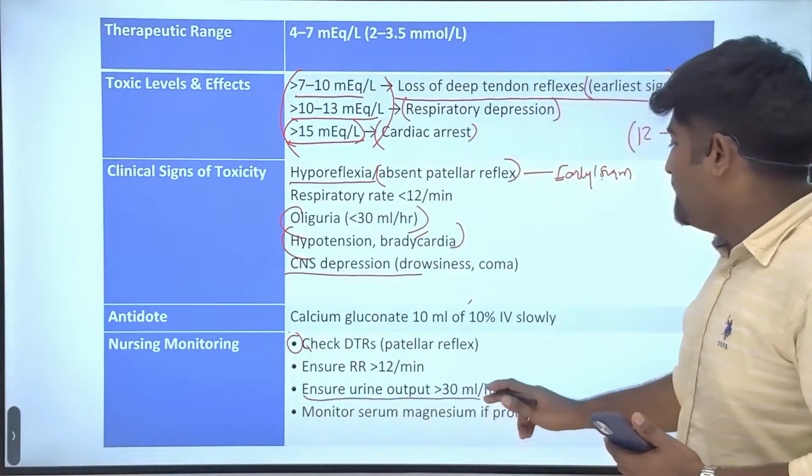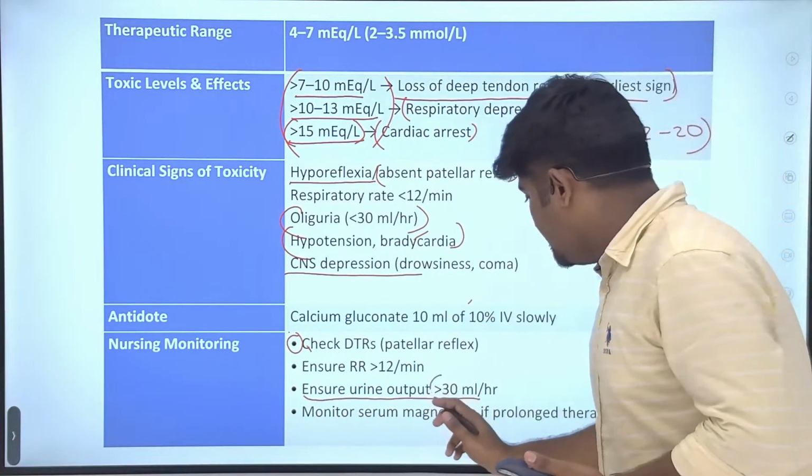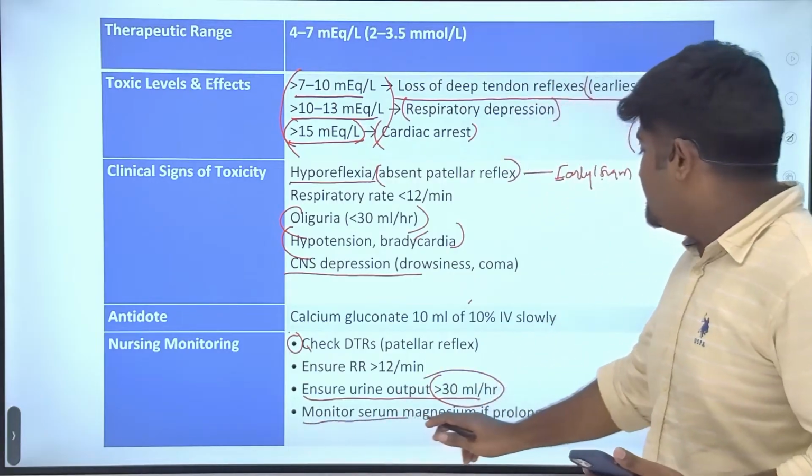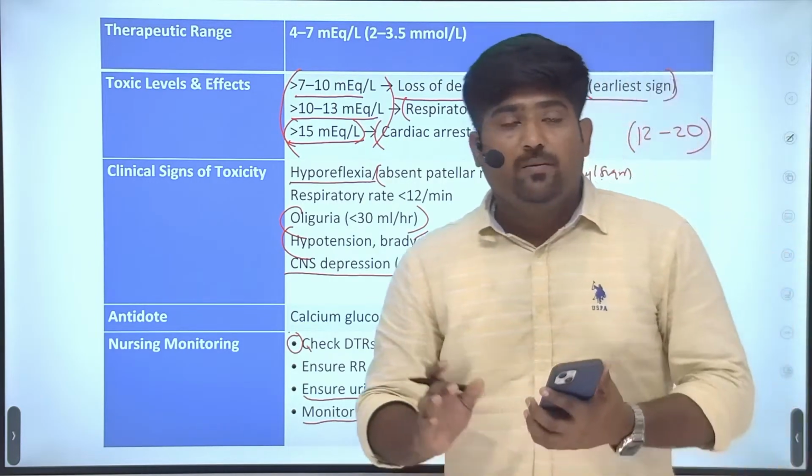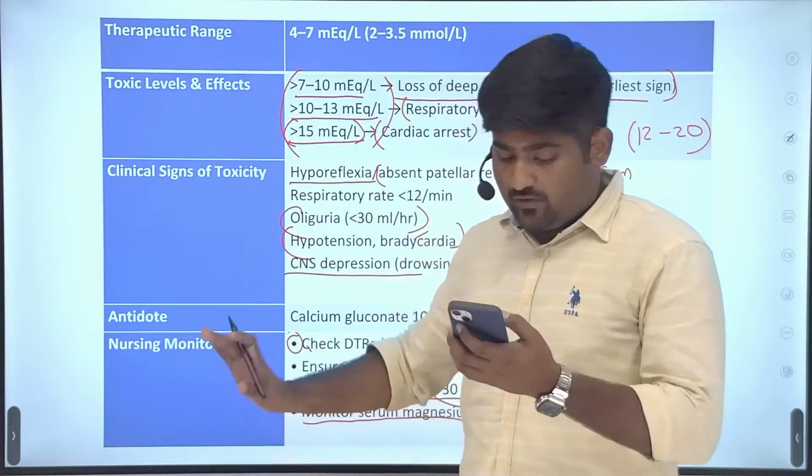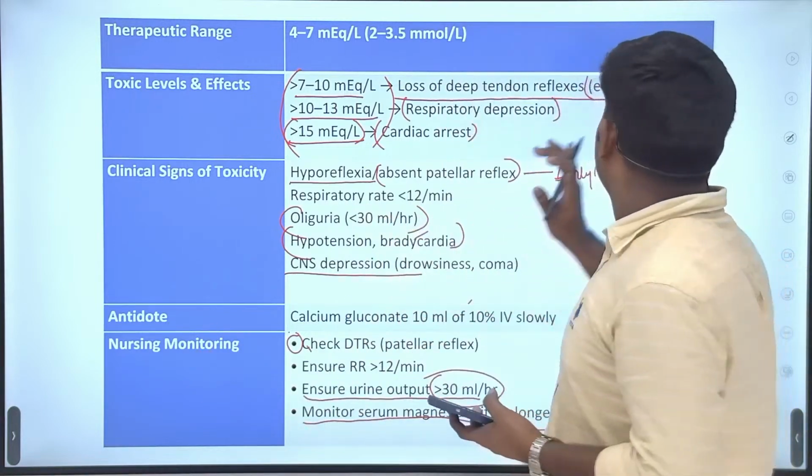Ensure urine output is 30 ml per hour. Monitor serum magnesium if it is prolonged therapy. Calcium gluconate, you all know about it.